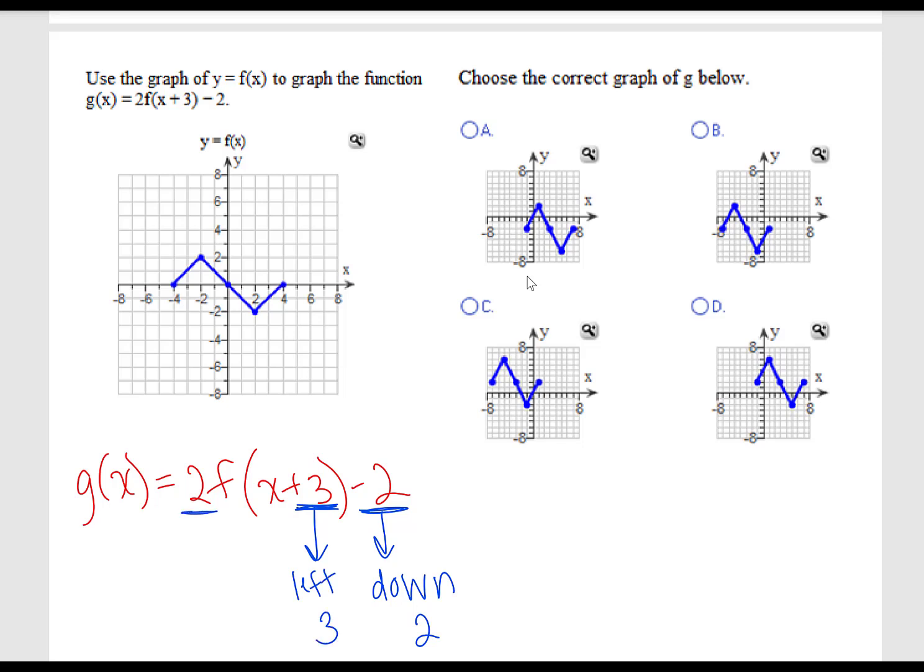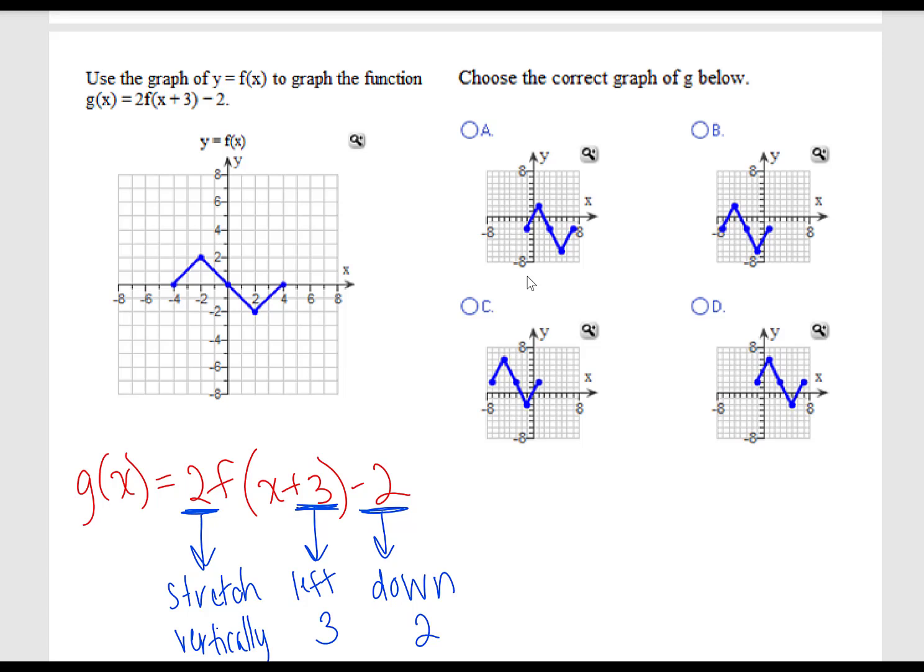This right here tells me that it's going to stretch vertically. So it's going to get taller. That means it's going to get thinner, because it's going to stretch vertically and get taller and thinner.